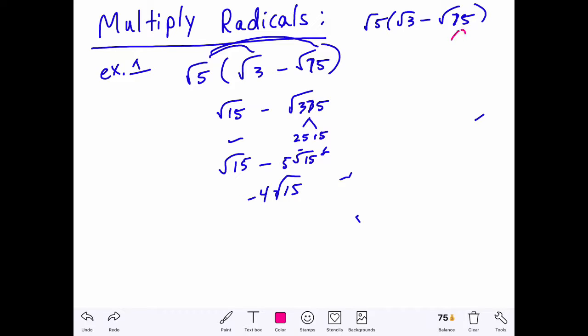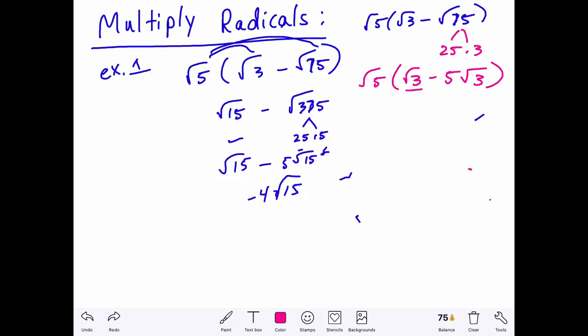Well, I could simplify first and say, oh, that's 25 times 3. I can escape that 5. The square root of 25 is 5. So it'd be, let me rewrite, root 5 times root 3 minus, when I bring that 5 out, that 5 escapes and I'm left with 5 root 3.